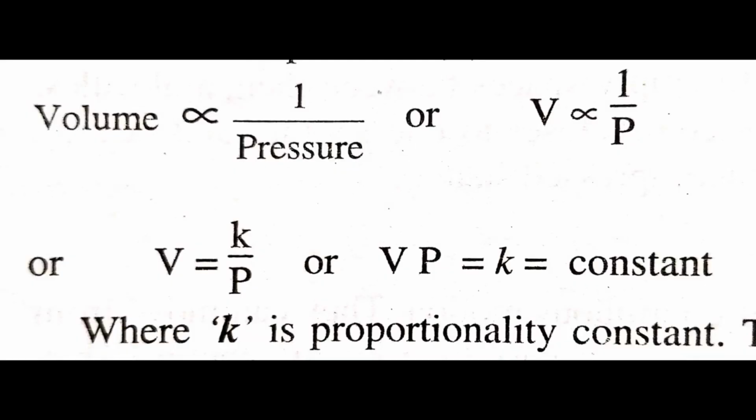Mathematical representation of Boyle's law is as follows. Volume is proportional to 1 over pressure. If we use the symbols of these two properties, we write it as V ∝ 1/P. It means that the volume is inversely proportional to pressure. If the sign of proportionality is replaced by a constant K, then this equation will be written as V = K/P. If we cross multiply this equation, we will have PV = K, and its value will be constant, where K is the proportionality constant.